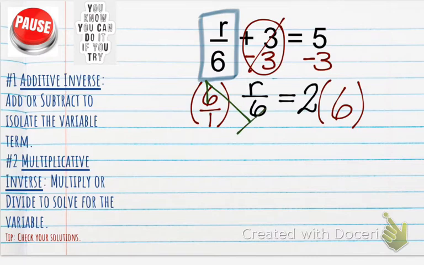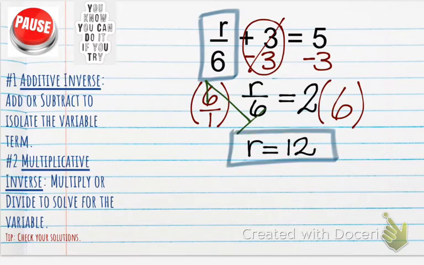So we get 1r is equal to 2 times 6. What is 2 times 6? Did you get what I get? R equals 12? If you did, congratulations. You know you can do it if you try.